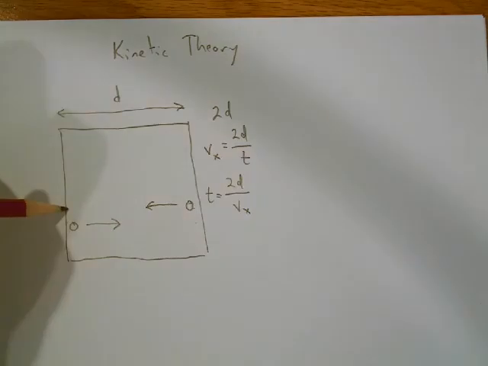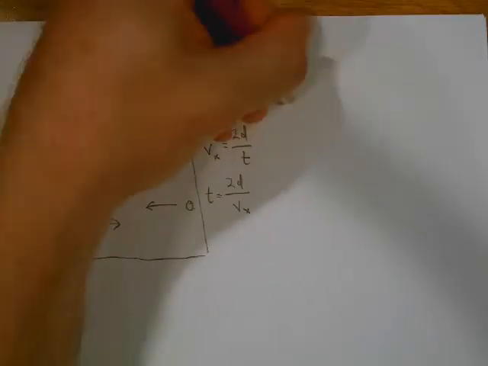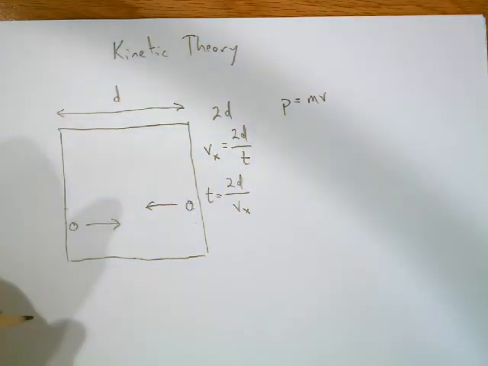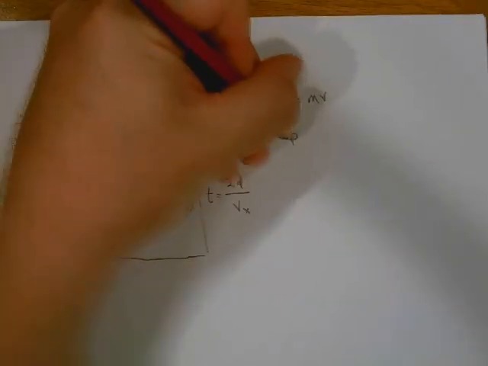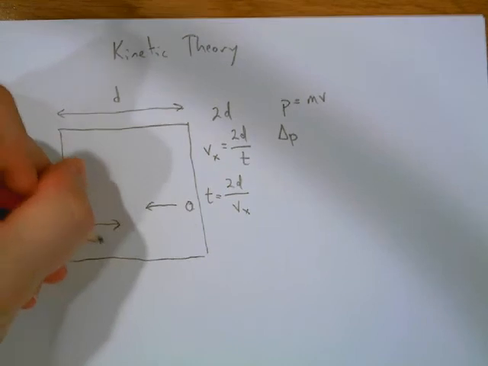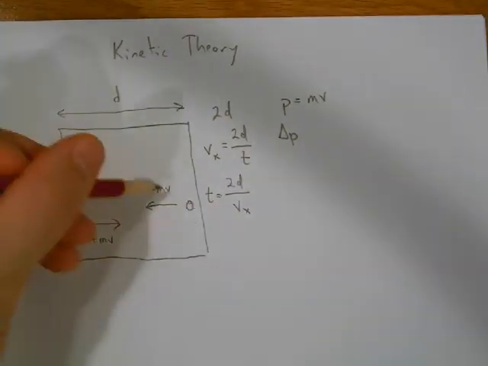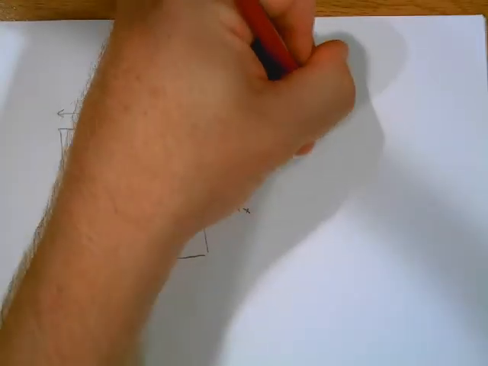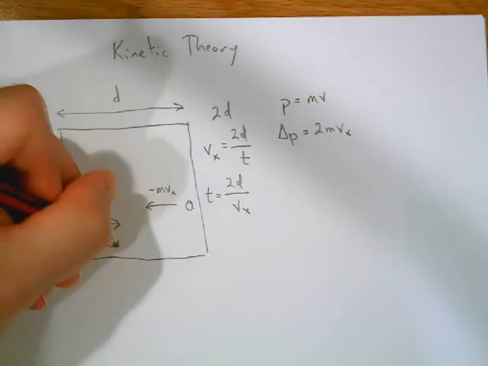Now, this molecule, when it hits the side, is going to have a collision. Anytime there's a collision, you should be thinking about momentum. The equation for momentum is p equals mv. Momentum equals mass times velocity. There's going to be a change in momentum. And we said that this is positive mv, this is going to be negative mv. So if you go final minus initial, the change in momentum would be 2mvx, because this is really the x direction. Okay?